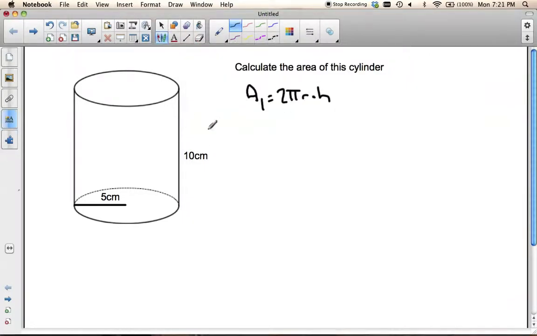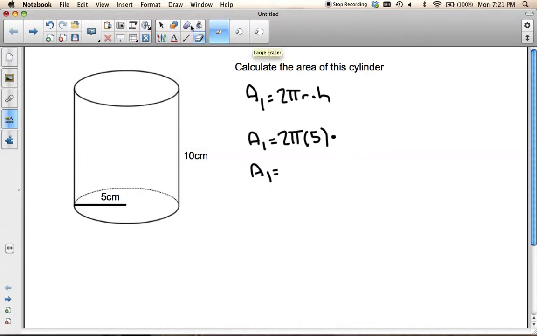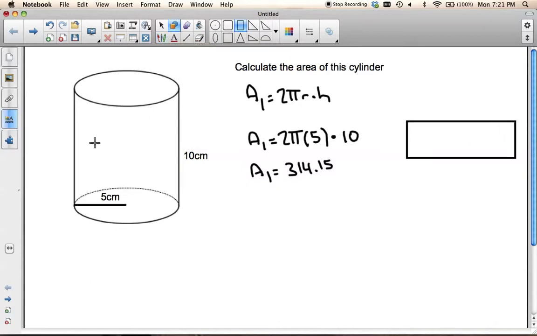So all we're going to do is look at what we have here. Well, I have the radius, I have the height. So I can just go lateral area. So all I'm going to do is substitute in the information I have. Lateral area is 2 times pi times the radius, in this case, which is 5, times the height, which is 10, will give me 314.15. Now all that lateral area gave me is the rectangular part of my cylinder. I still need to figure out the area of my two circles.